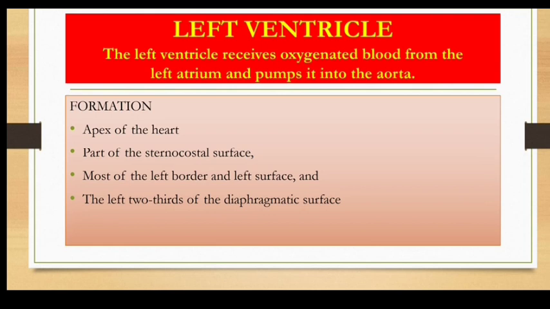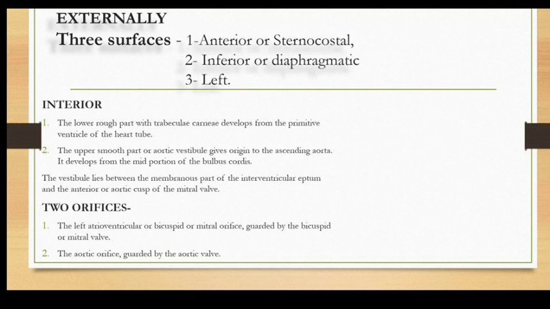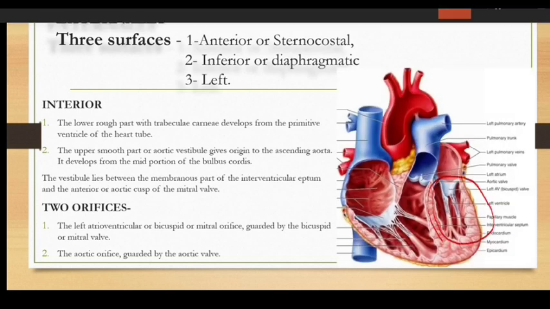The left ventricle receives oxygenated blood from the left atrium and pumps it into the aorta. It forms the apex of the heart, known as the left ventricle. It forms the apex of the heart, the left border and left surface, and 2/3 of the diaphragmatic surface. This is the inferior surface, the diaphragmatic surface, right? So it has three surfaces: anterior sternocostal surface, inferior diaphragmatic surface, and this is the left surface.